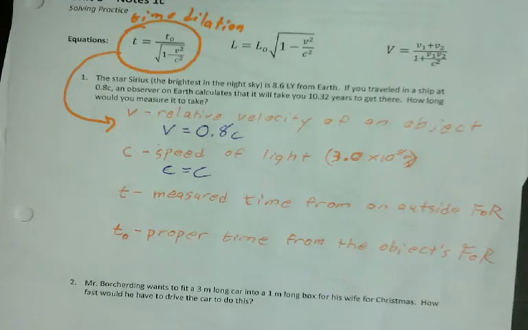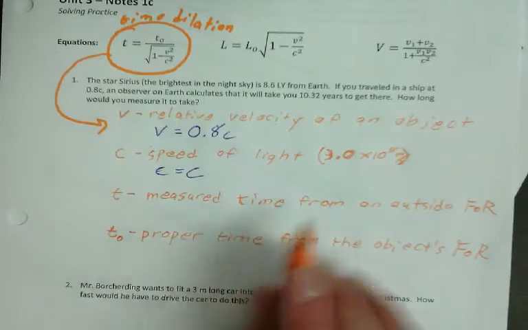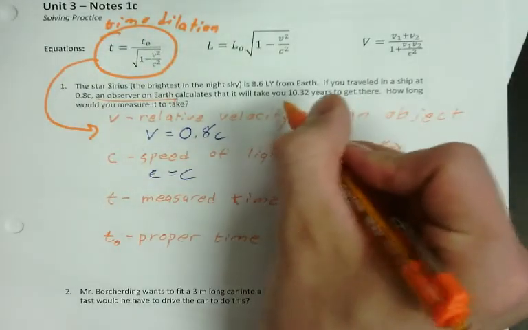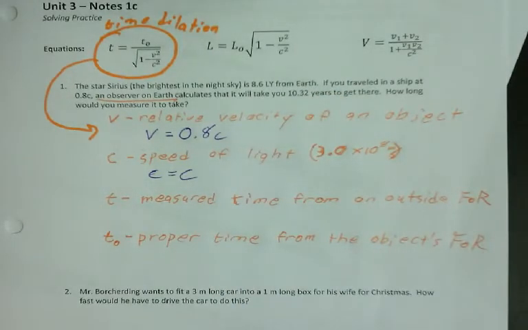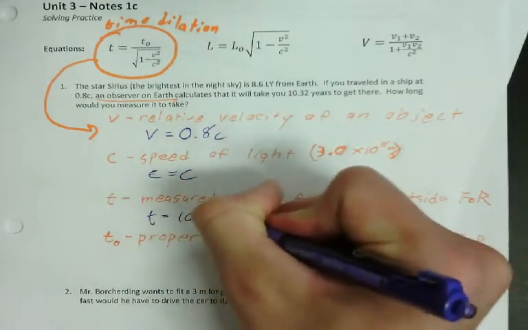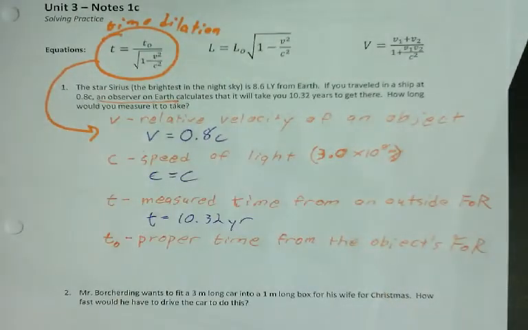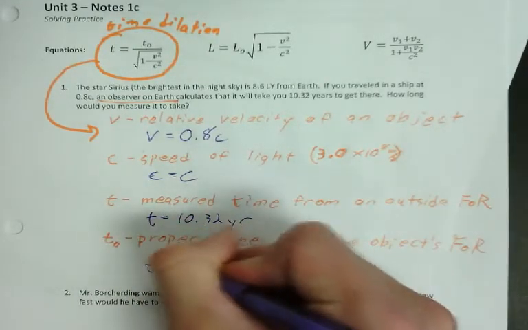Okay? So let's see if we can figure out what all these things are. T is measured from an outside frame of reference. So an observer on Earth calculates it will take you 10.32 years. That is the measured time from an outside frame of reference. So that means T is 10.32. I want to know how long you measure it. You're on the spaceship. That means you measure the proper time, and that's going to be T naught.